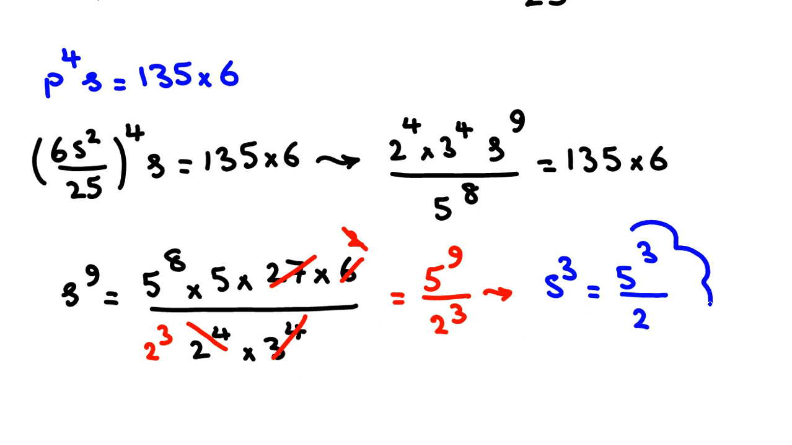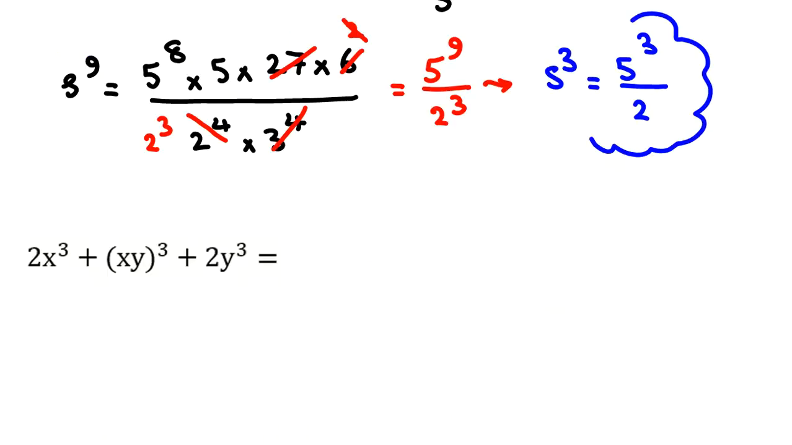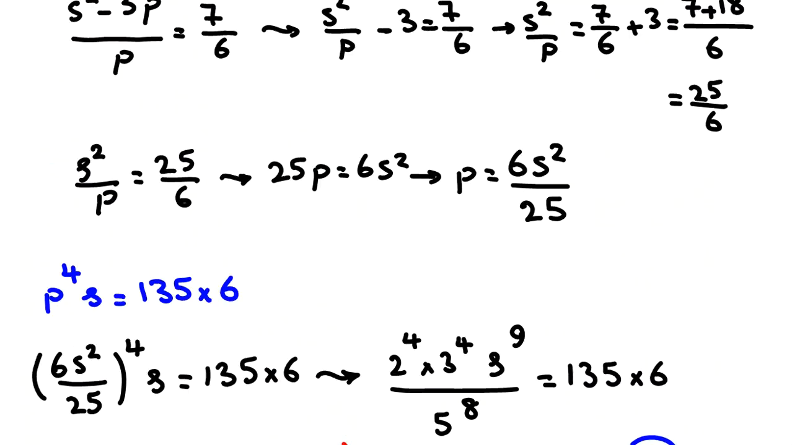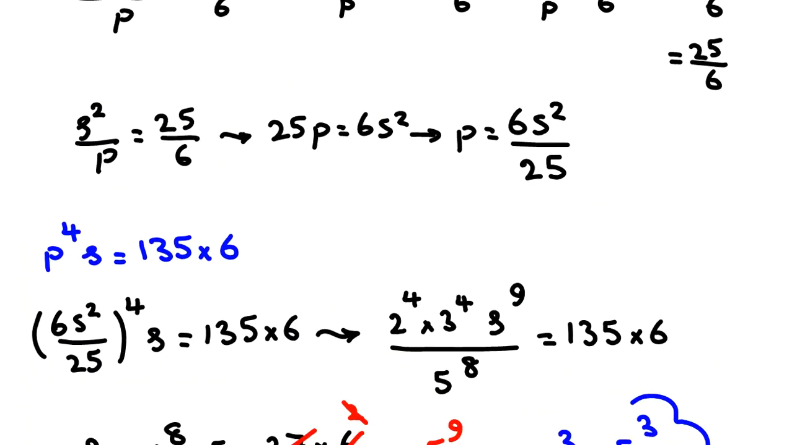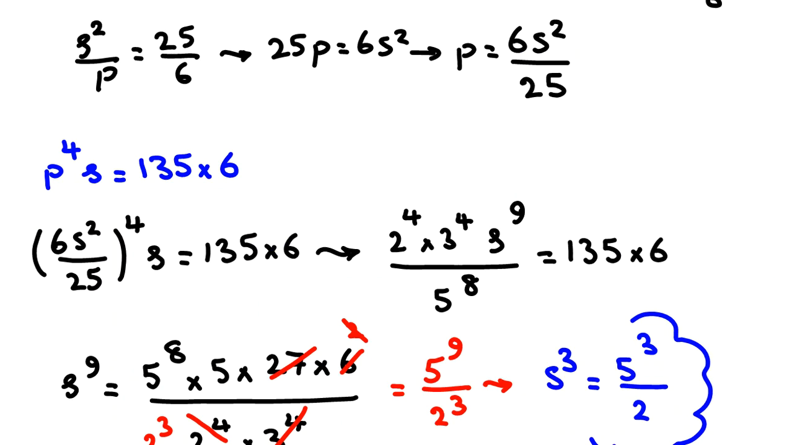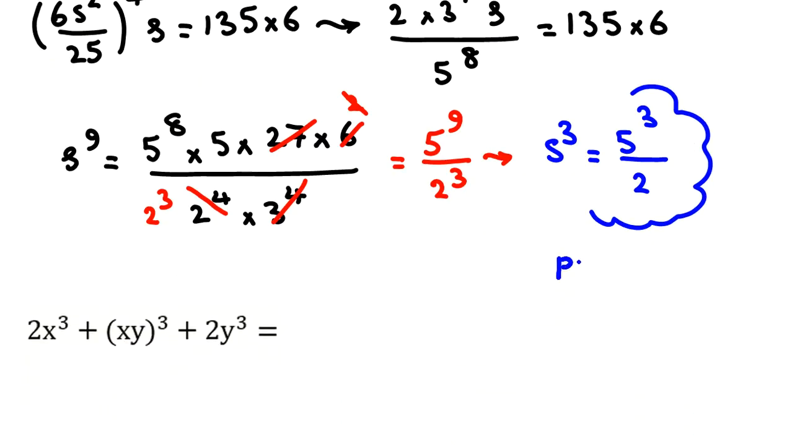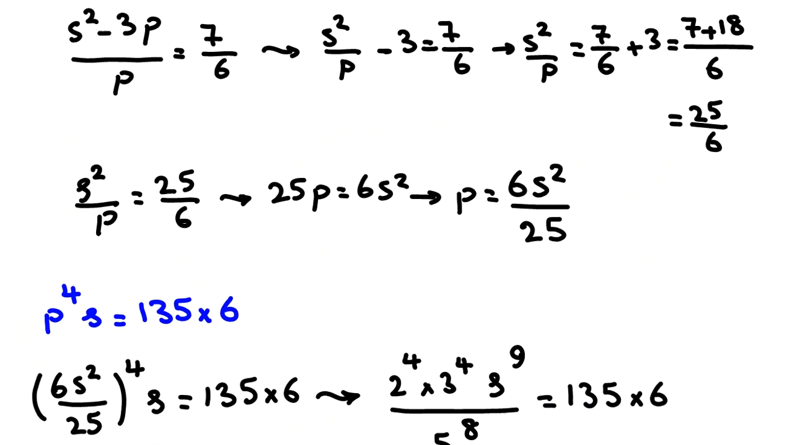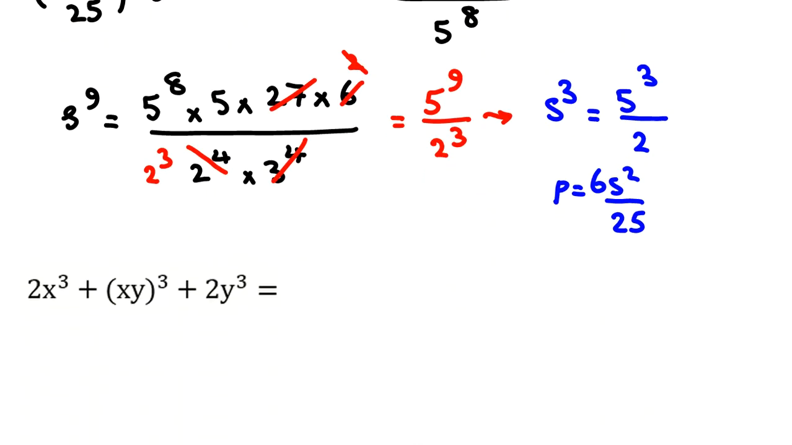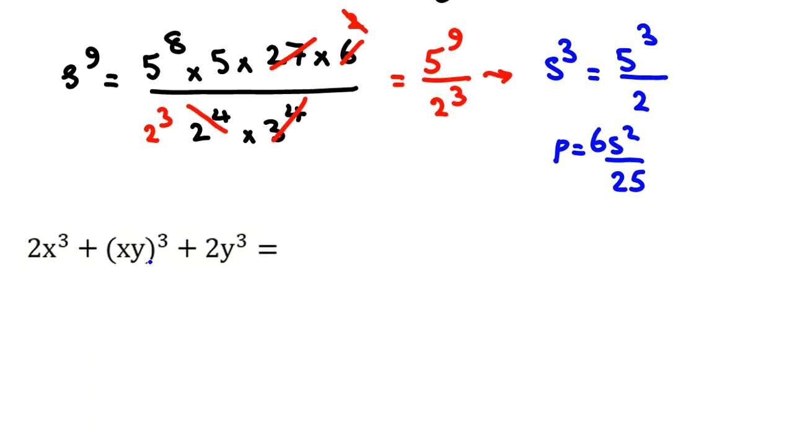So I want to use these to find the thing that the problem wants. The problem wants this. We found s cubed equal to this. Also, the relationship between p and s is what? P equal to 6s squared over 25. So I found, we can say, p and s. So let's focus on this part.